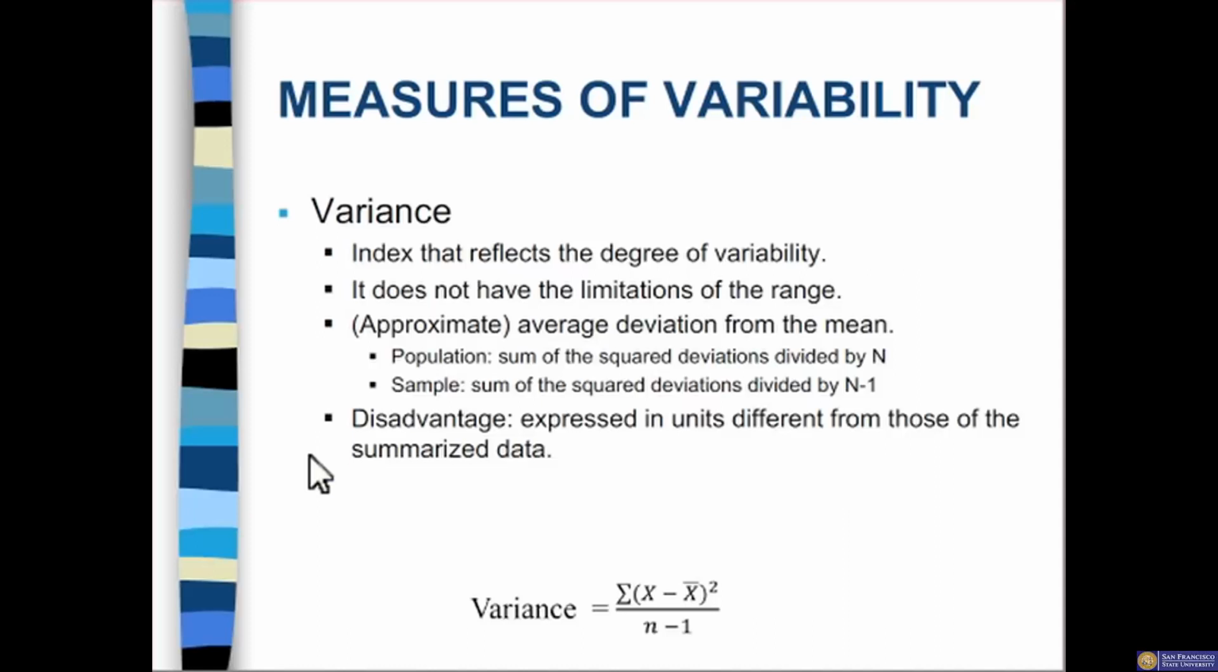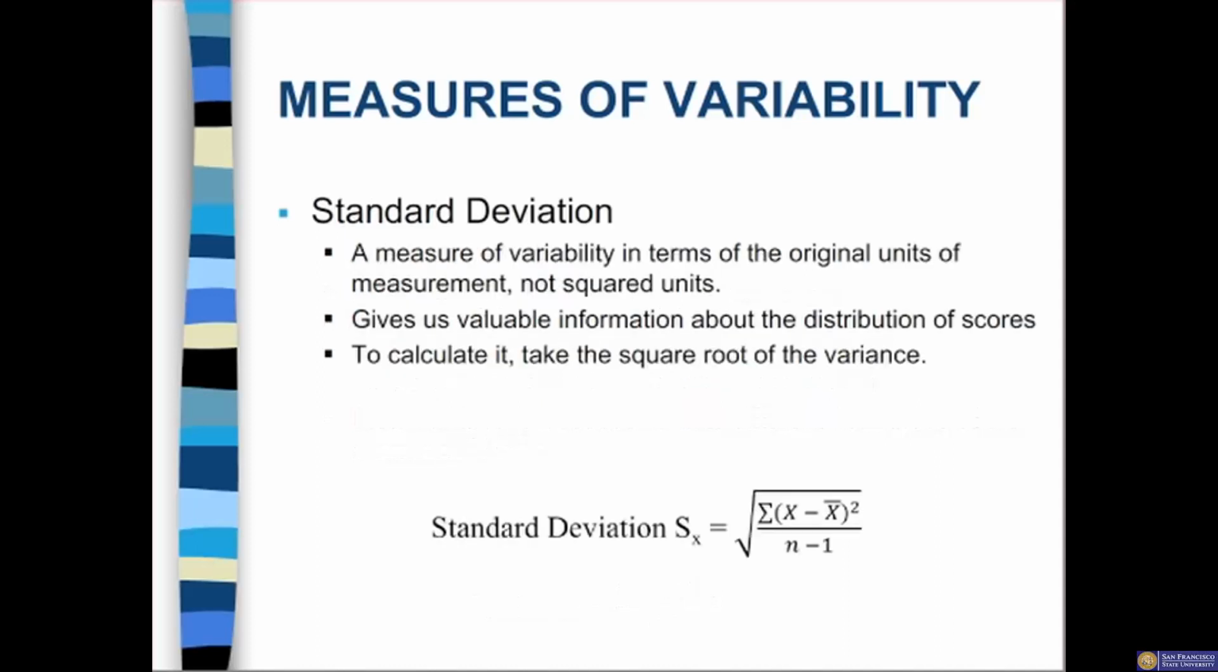The disadvantage of a variance is it's expressed in units different from those of the raw summarized data. You saw that we just had a sum of squares of 506. What exactly does that mean? And also in terms of the variance, it's going to be in units that are different from the other summaries of data, whereas the range was a 2 to an 8. It was very easy to get your head around.